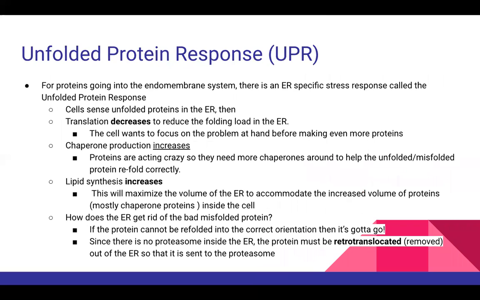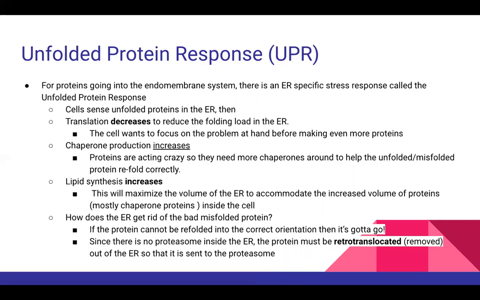Okay, I'll keep going. And the second response we spoke about in class was the unfolded protein response, the UPR. And this response occurs in the ER, so it's only for proteins that go into the endomembrane system. And basically what happens here is that cells detect unfolded proteins in the ER, and a few events happen. So one of these events is that translation decreases to reduce the folding load of the ER.